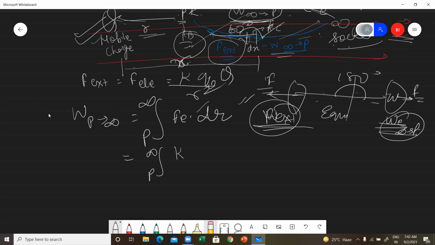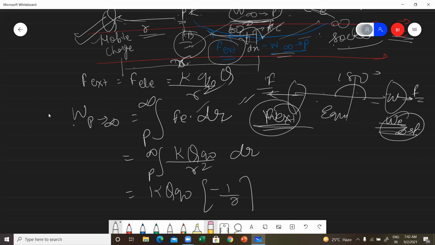Just put the value of Q. And for work equal to force into displacement, that's why I have taken dr. So this is equal to kQQ naught upon R square dr. Taking the constants kQQ naught outside, this will become, after doing the integration, R to the power minus 2 plus 1 divided by minus 2 plus 1, which is R to the minus 1 divided by minus 1, equal to minus 1 upon R. This is my integration form.